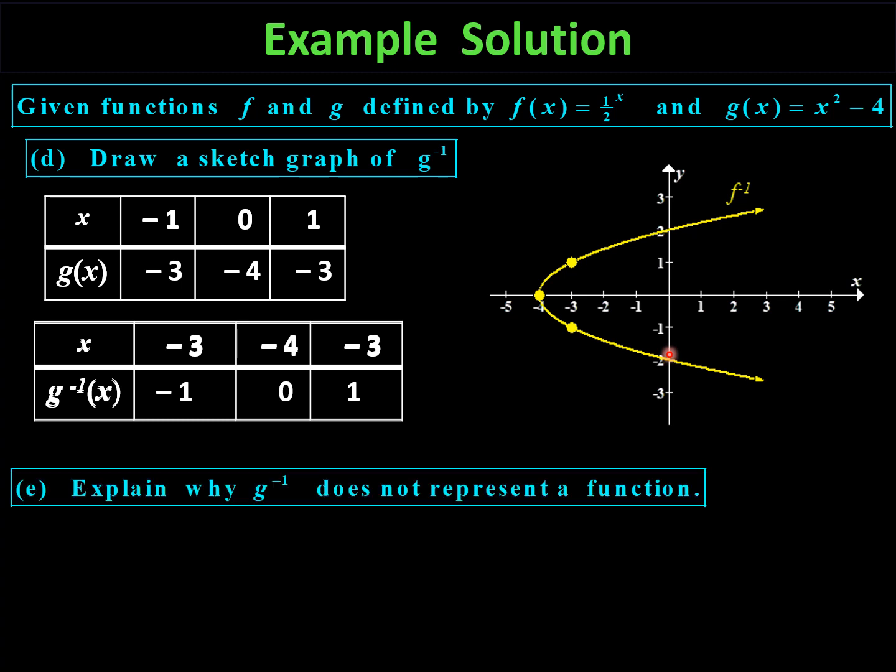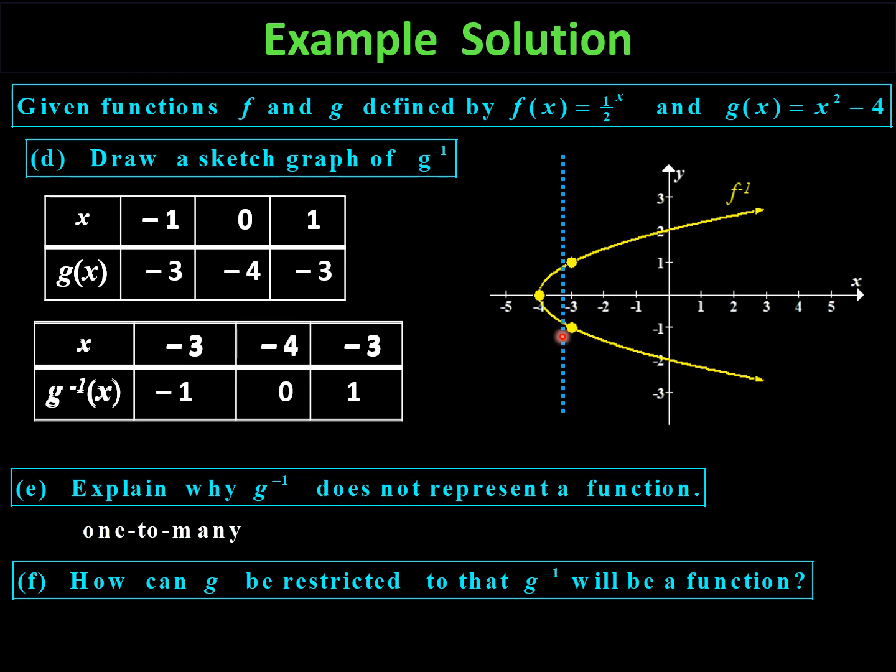Then let's look at the next question. Explain why the inverse of g does not represent a function. How do we check whether something is a function? Yes, you can use your vertical line, and you can see if I draw a vertical line anywhere there, how many times does it cut? It cuts twice. That means it's not 1 to 1. It's actually 1 to many. That is why. You see, that's the reason. Or you could say that the vertical line cuts the graph at more than one place, therefore it is not a function. But this is the easiest way to write it.